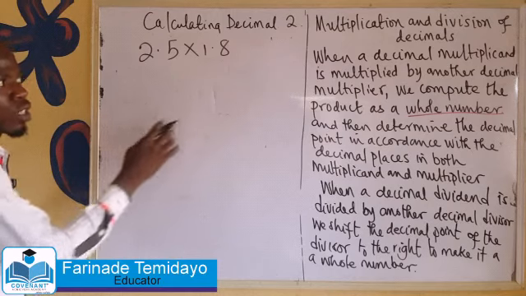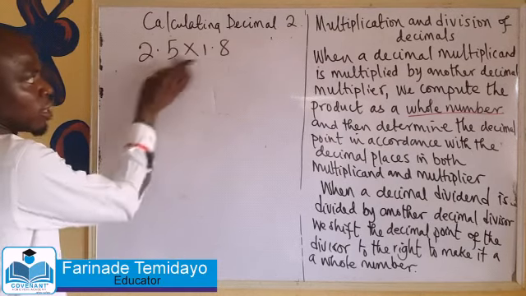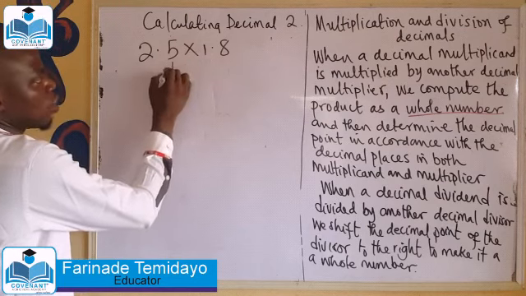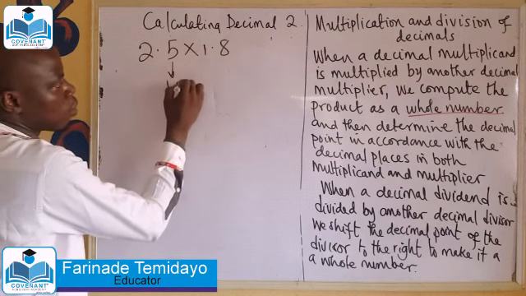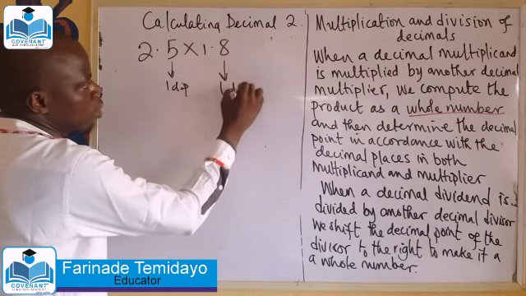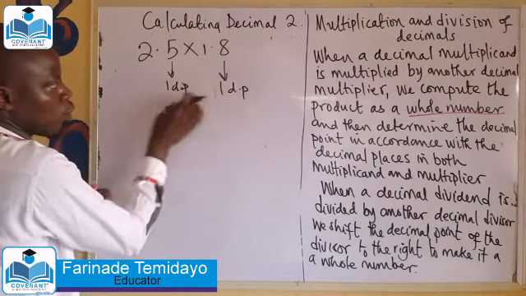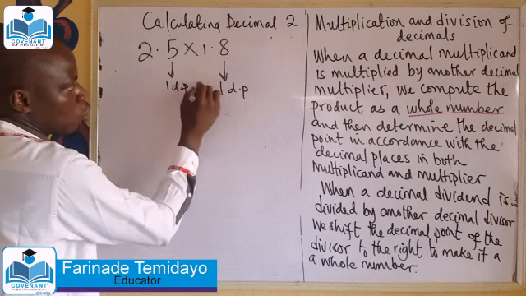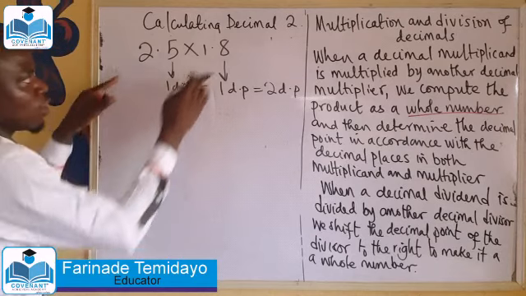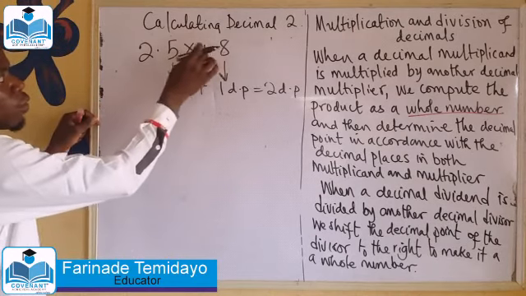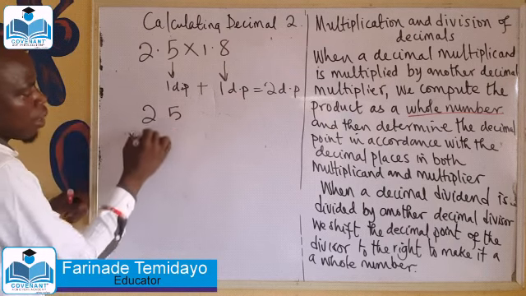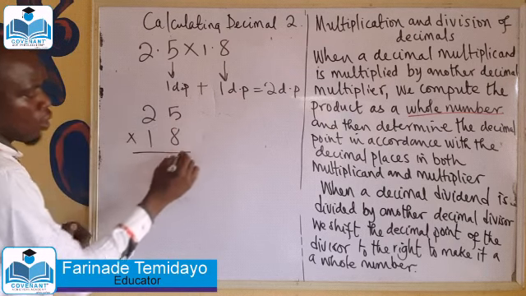Now, for us to do this based on multiplication with decimal numbers, you are going to remove your decimal points. This has 1 decimal place, and this also has 1 decimal place. Now, keep your 1 decimal place plus 1 decimal place. This is 2 decimal places. When you are doing your multiplication, you have to remove your decimal points, and that means you are having 25 multiplied by 18.